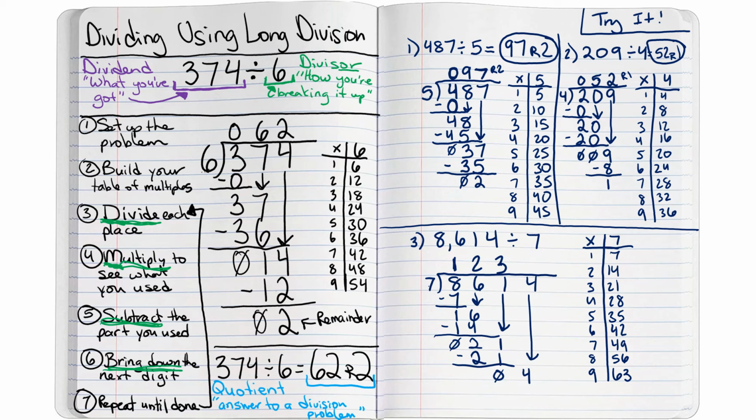Now I'm working with the number 4. This is where I see kids make mistakes, so be careful. I still have to divide even though I look at my table of multiples and there isn't enough. So I don't have enough to make a group. I still need to put a number there. I can make 0 groups. 0 times 7 is 0. 4 minus 0 is still 4. And there's nothing else to bring down, so that's my remainder. Remainder 4.